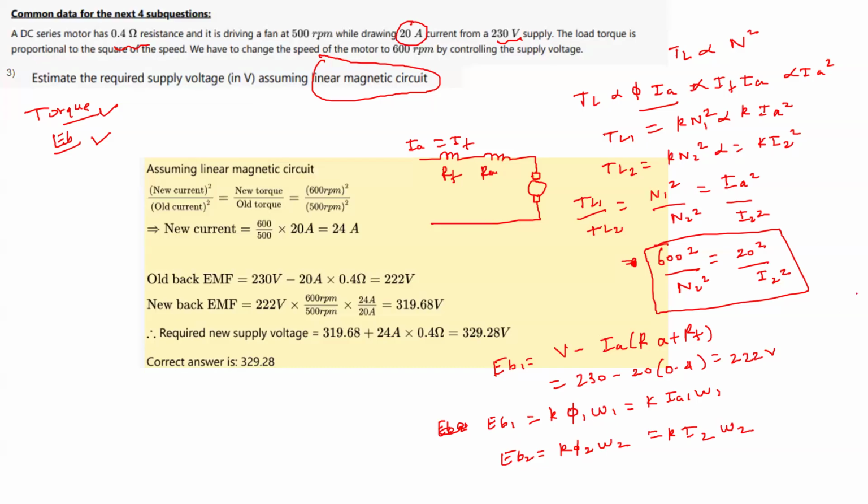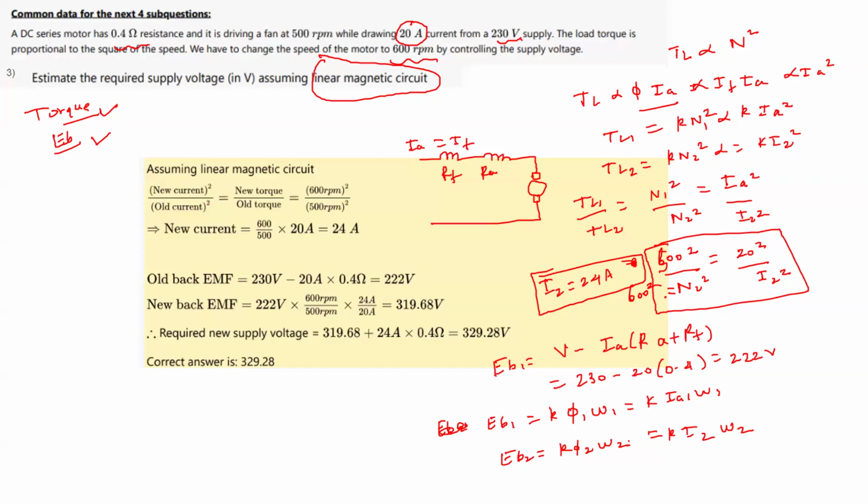Now here, from here you see, in this case we have to change the speed of the motor to 600 rpm. तो N2 जो है वो हमें पता है, N2 is given as 600 rpm. Okay, so from this, N2 is 600 rpm and N1 is 500. So this is 500 square by 600 square. So using this we can calculate I2. Okay, so I2 we can calculate, which is 24 ampere if you calculate it. Okay, so this is how you can calculate I2.